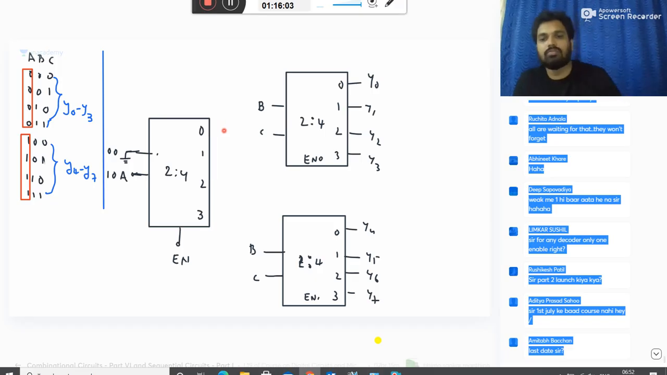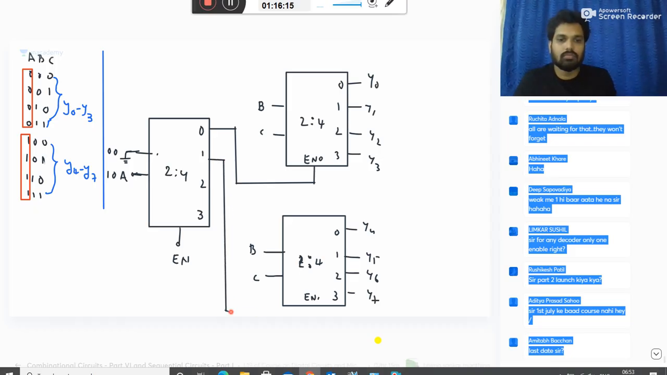That's all. So now you understand, when A is 0, it will select the first decoder. When A is 1, it will select the second decoder. Everybody accepted or not?